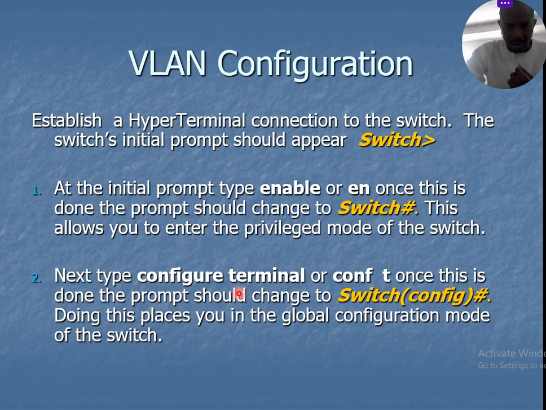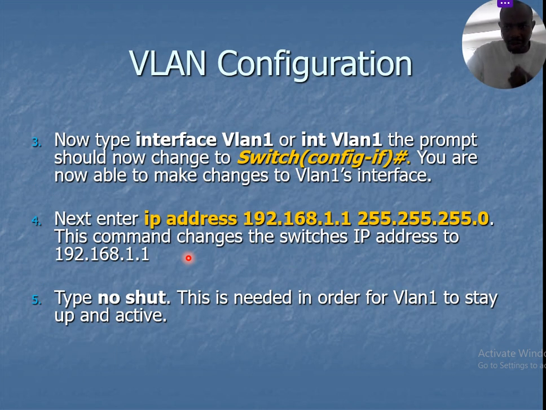Once you type config T in the command line interface, the prompt will change to switch config hashtag. It means now you are in the configuration terminal, where you can configure anything else that you want to do. This is where you do all your work. Once the prompt has changed to switch config hashtag, you can be configuring anything that you want to configure.